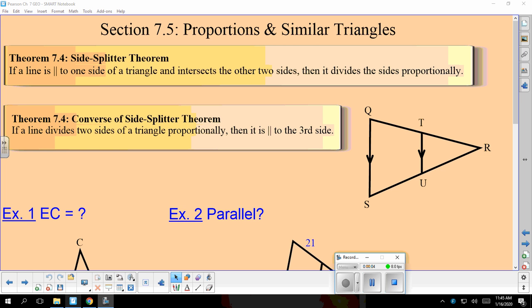We're going to finish chapter 7 today on different proportions in similar triangles. And I will give you the funniest theorem of the year, the side splitter theorem.